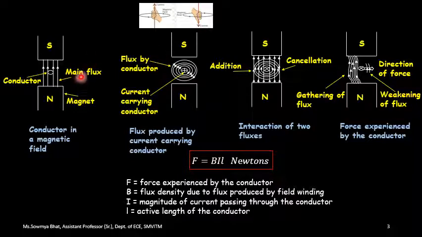So whenever this main flux and the flux by the current carrying conductor both interact with each other, the third diagram represents the interaction of the two fluxes, meaning these two diagrams are combined in this third one. So I have this diagram also, with south pole and north pole, and these are the electromagnetic field lines. You can see the flux lines direction is from north towards the south pole.